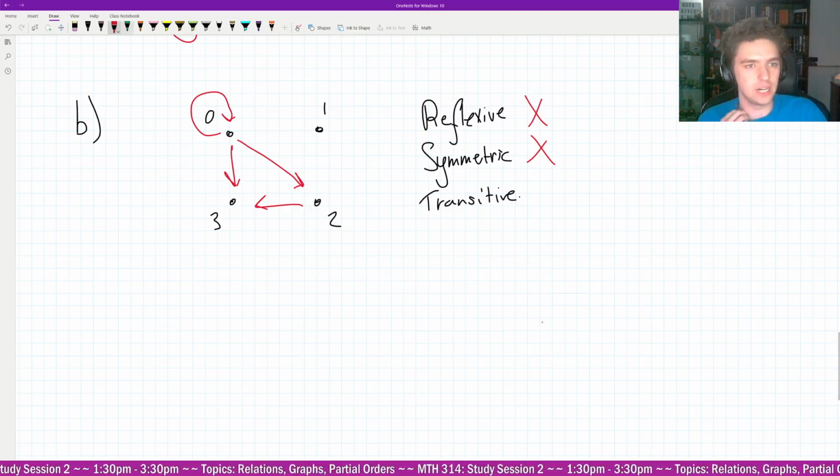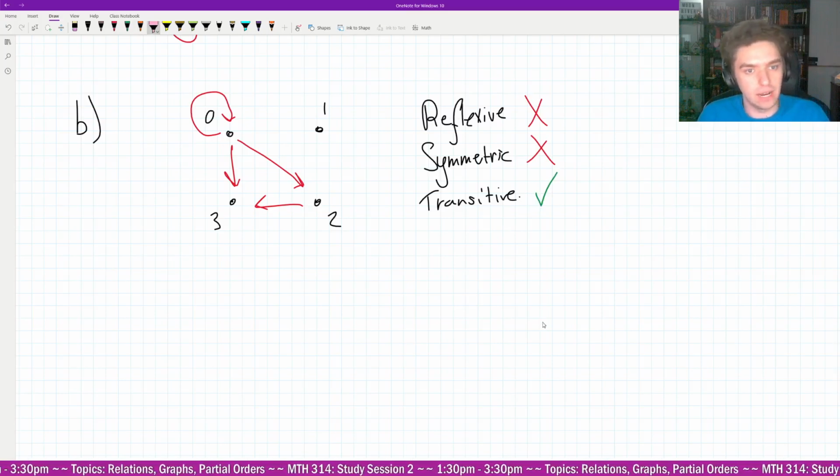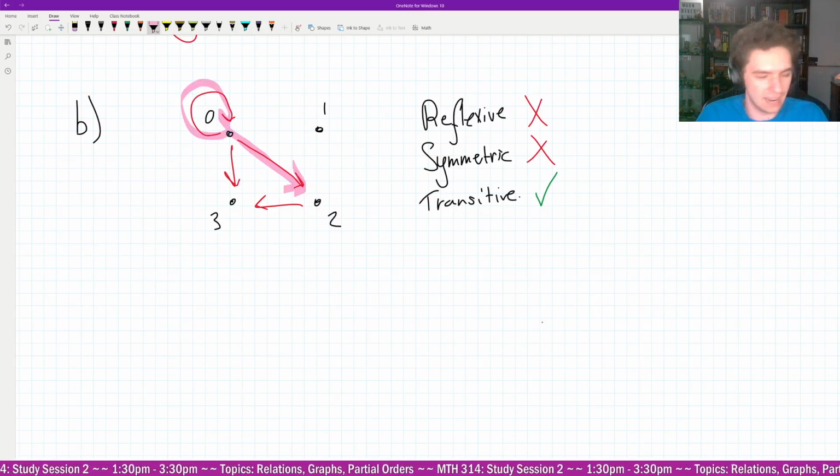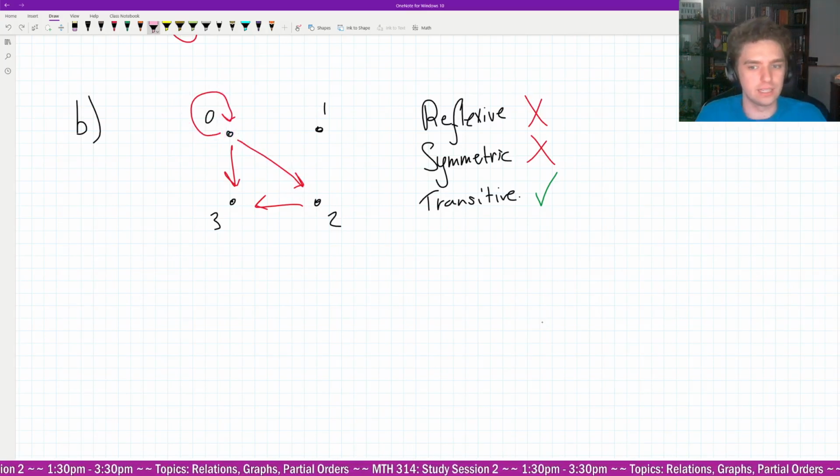The last one, it is transitive, right? It is transitive. Because, make any link, right? 0 to 2, 2 to 3, I have 0 to 3. Is there any other link I can check? 0 to 0, 0 to 2 would imply 0 to 2. Obviously, I have that, right? So yeah, it's definitely transitive.